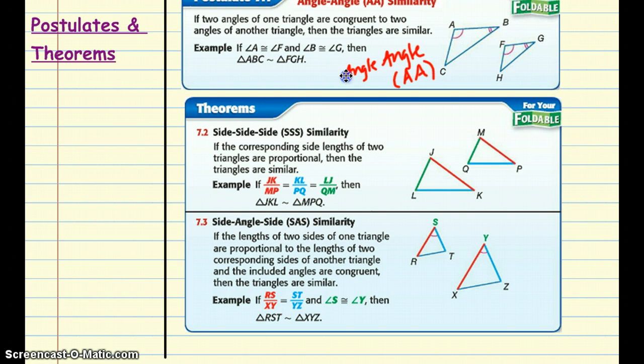AA, angle-angle similarity. If two angles of one triangle are congruent to two angles of another, then we can say those triangles are similar. Side, side, side. If corresponding lengths of two triangles are proportional, then we know they're similar. Side, angle, side. If two sides of one triangle are proportional to two sides of another triangle, and one of those angles is congruent, then we can say they're similar.